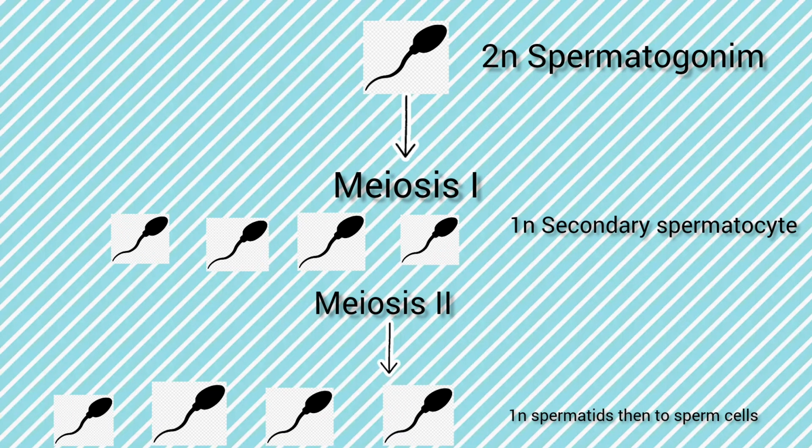Spermatogenesis takes place as follows. Under the influence of testosterone, the diploid germinal epithelial cells lining the seminiferous tubules go through meiosis. Each cell that goes through meiosis produces 4 haploid spermatids. Each spermatid matures to form a haploid sperm cell.